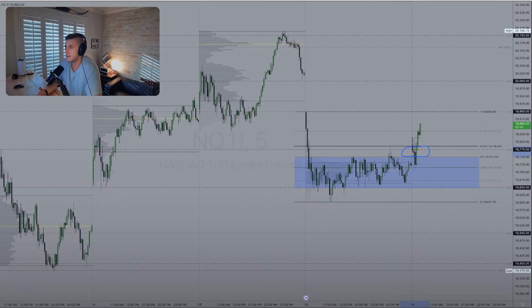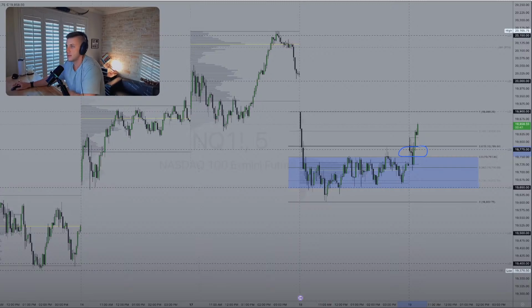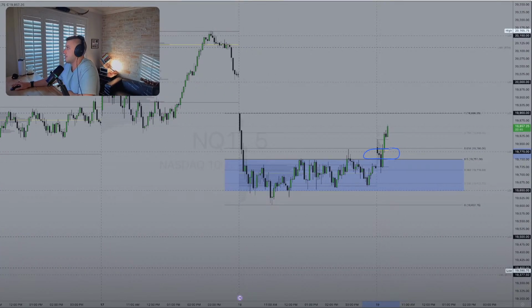NQ just on the steady push here as we get into 900. That's the main level that we're looking at. $19,900, also your prior day high. RTH.